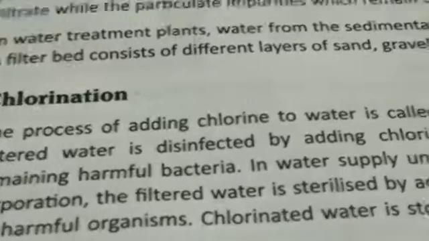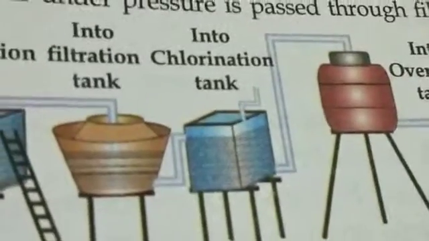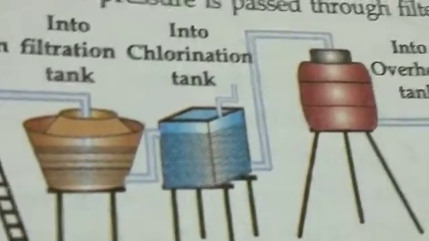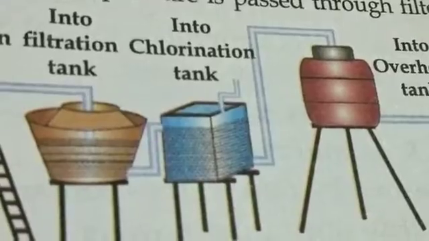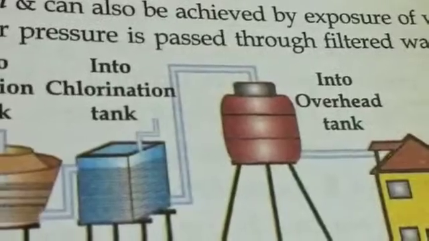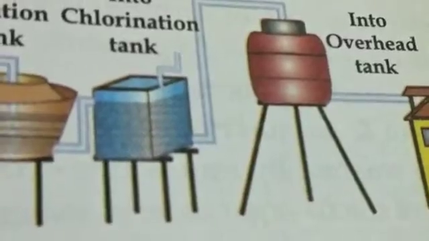Then the water further goes into the chlorination tank, or the third tank, as you can see. In this chlorination tank, chlorine gas, chlorine tablets or bleaching powder is added, by which the water becomes free from harmful microorganisms, and then it is collected into the overhead tank. From the overhead tank, further supply of water takes place.